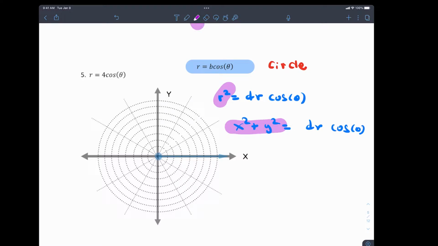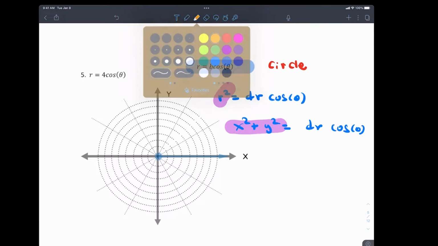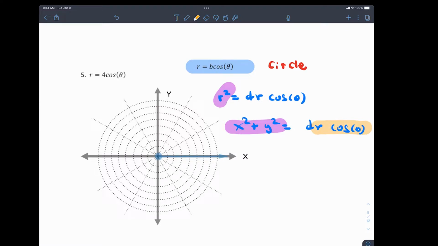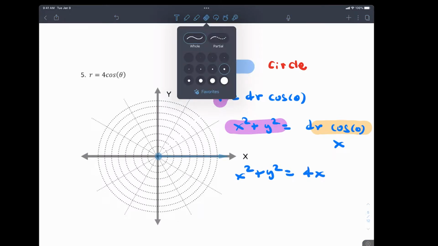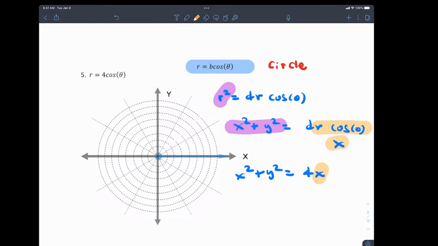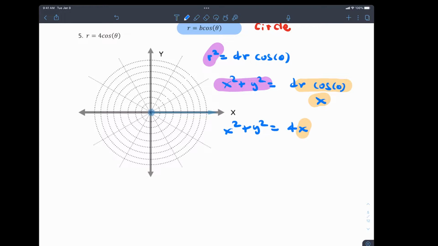But then I think I'm going to have to use, what color? I think I have to use orange. Why do I use orange here? What is r cosine theta? That's your x coordinate. So the equation is x squared plus y squared equals 4x. Okay? Because that's x. Remember, x is r cosine theta. So you subtract that 4x from both sides again. And ladies and gentlemen, you get x squared plus y squared minus 4x equals 0.